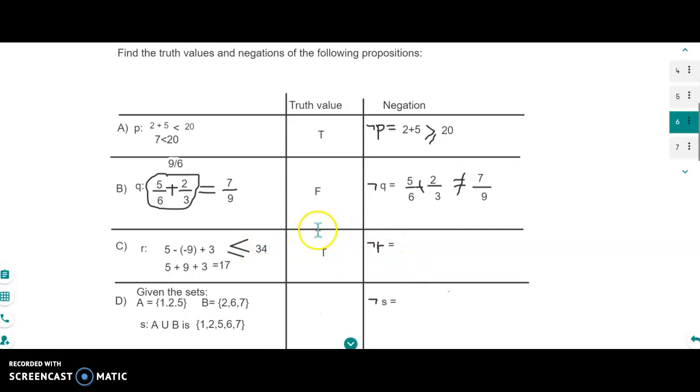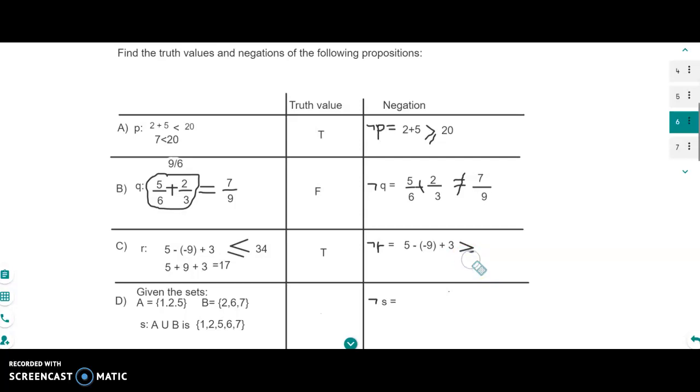All right, it's true. Now the negation for this statement. We write the same statement: 5 minus negative times negative, minus 9 plus 3. The opposite of less or equal to 34 will be written like this: greater than 34. Oh no, the equal not, because if it's already here, we don't write it here, because it's the opposite sign.